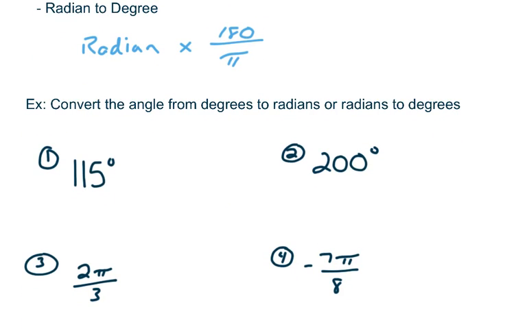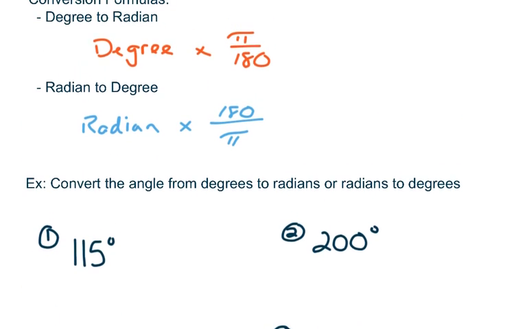Convert the angle from degrees to radians or radians to degrees. So number one, we've got 115 degrees. The question might come up, how do you know if it's degrees or if it's radians? Usually degrees are written with this little degree symbol after the number. If it doesn't have the degree symbol, like 2 pi over 3 or negative 7 pi over 8, that's a pretty good indicator that it is radians. Also, if you see pi, like you do in these two examples, it's probably going to be radians. If it's degrees, it will have the degree symbol after it. Since these don't, we can assume that those last two are radians and we need to convert them to degrees. But let's do the first two, to convert degrees to radians.